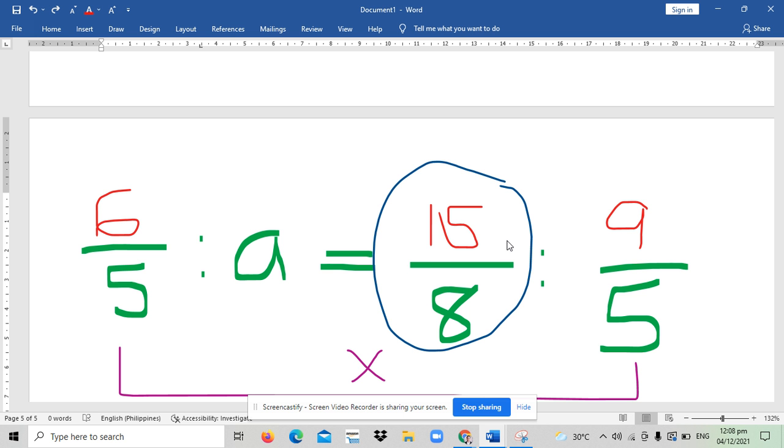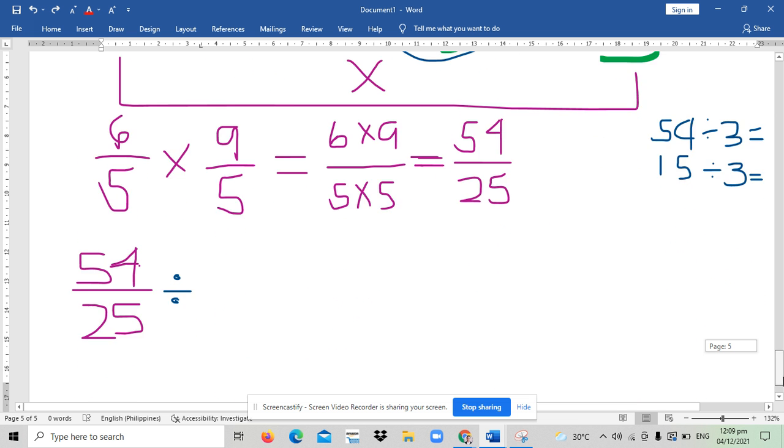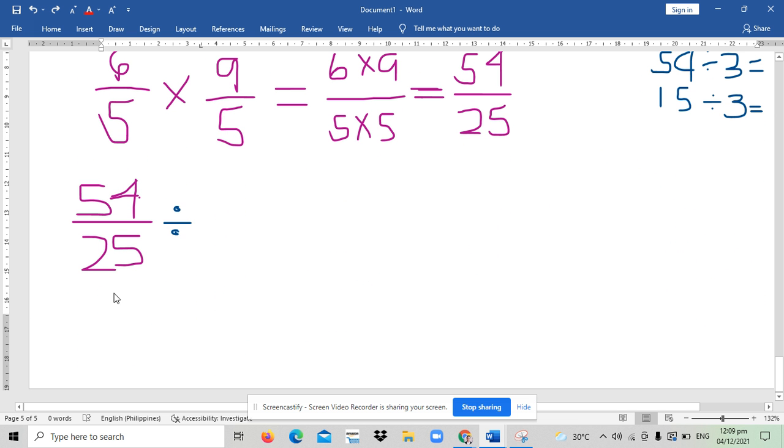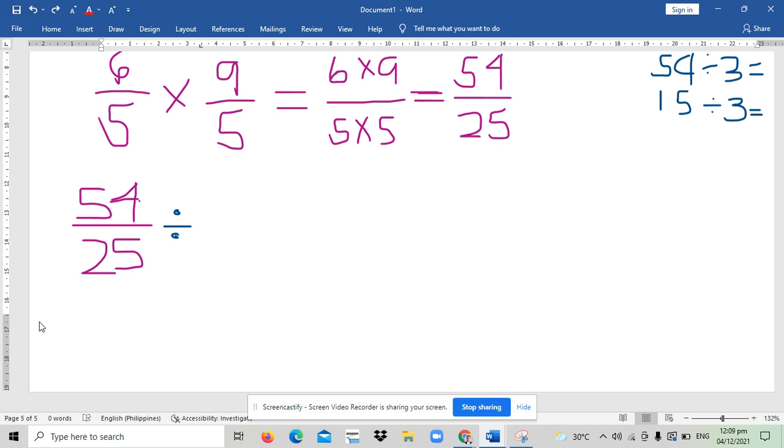The no partner that I refer to is the term that has no partner in a certain part of the proportion. Diba? Letter A and 15 over 8 are the terms in the means part. And the means in that proportion is incomplete because there is a missing term A, which is the partner of 15 and 8. So we will use 15 and 8. We will divide it to 54 and 25.